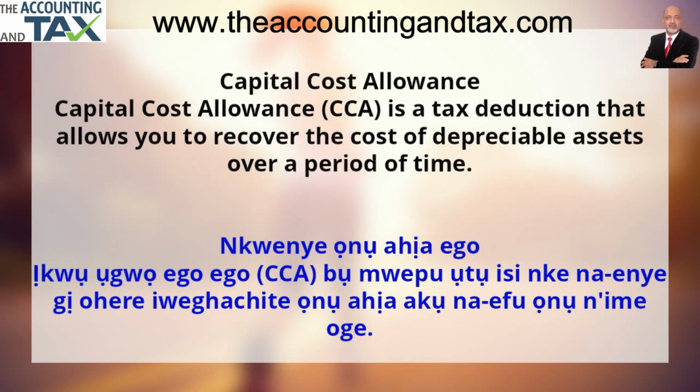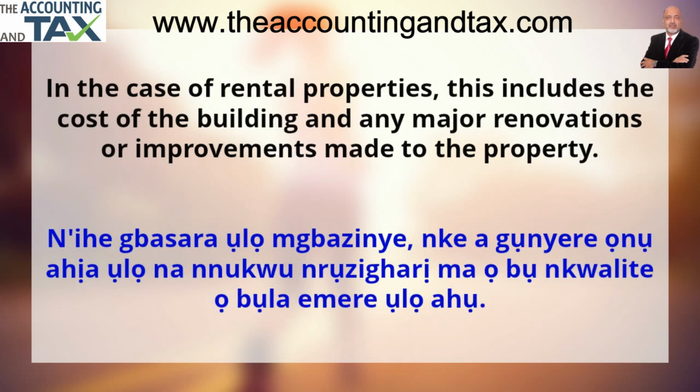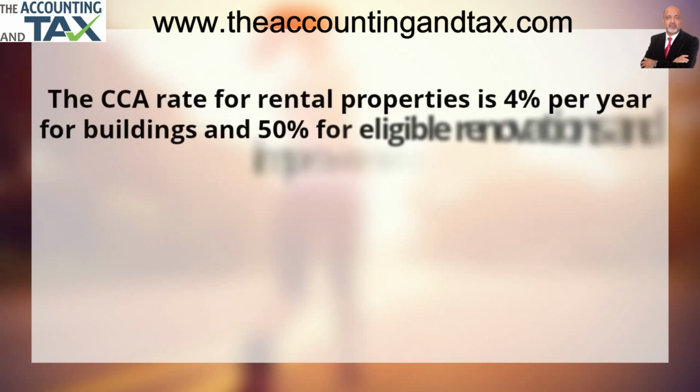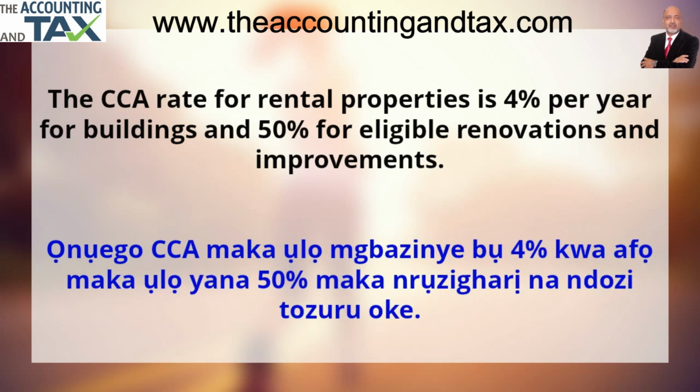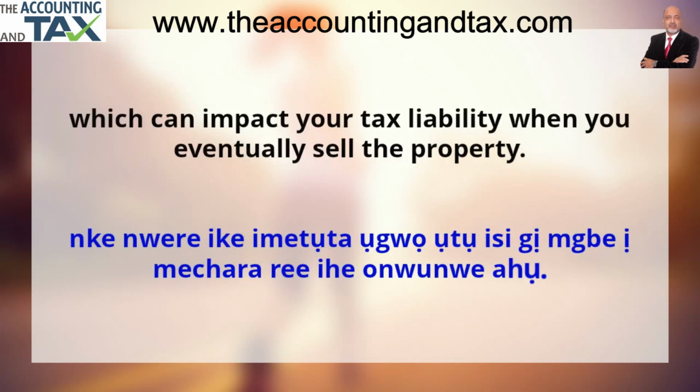Capital cost allowance. Capital cost allowance, CCA, is a tax deduction that allows you to recover the cost of depreciable assets over a period of time. In the case of rental properties, this includes the cost of the building and any major renovations or improvements made to the property. The CCA rate for rental properties is 4% per year for buildings and 50% for eligible renovations and improvements. However, it's important to note that claiming CCA can reduce the adjusted cost base, ACB, of your property, which can impact your tax liability when you eventually sell the property.